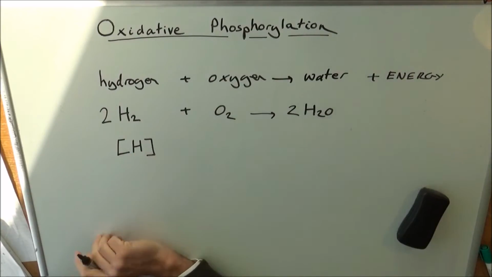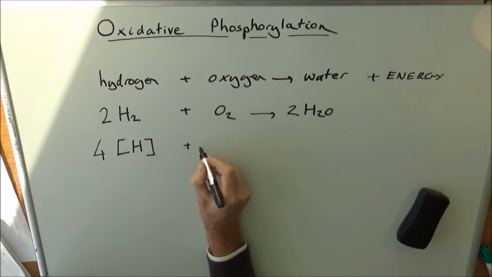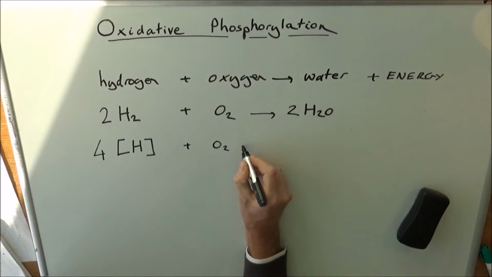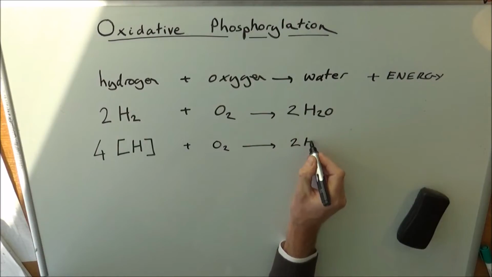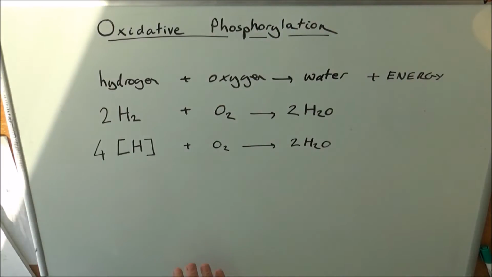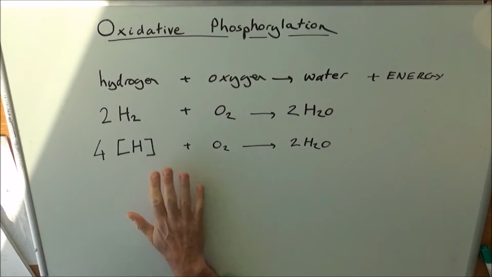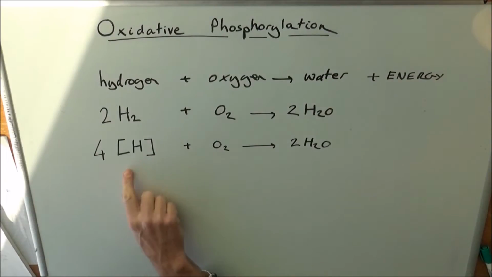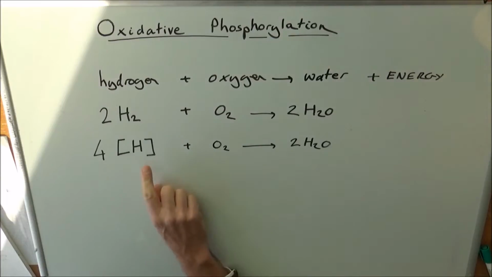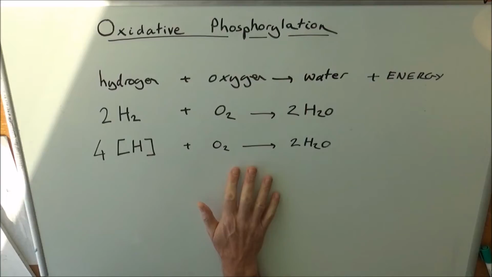That's to represent a hydrogen atom, but we're not really saying exactly the chemical form of it. We need 4 of them plus oxygen to give 2 H2O molecules. Now, in order to capture the energy that's released from this reaction in respiration, this is broken down into lots of small individual reactions.